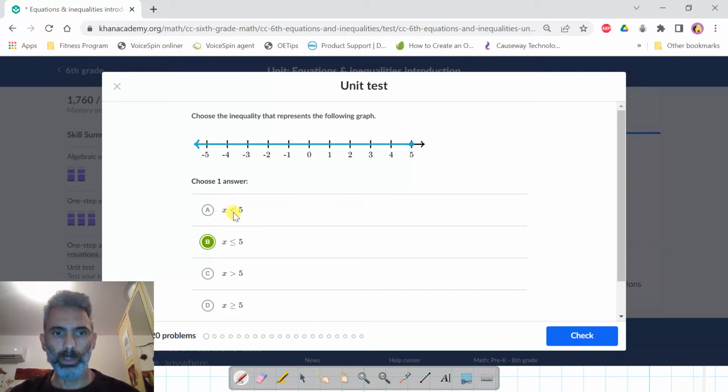Option A is not correct because x is not only less than, it can be equal to 5 because the circle that's on the number 5 is full. X is not greater than 5 because then the blue arrow should be to the right and it's to the left. And x is not greater than or equal to 5 because again the direction of the blue arrow is to the left, meaning that all the values of x are less than 5 because they are to the left of 5 on the number line.